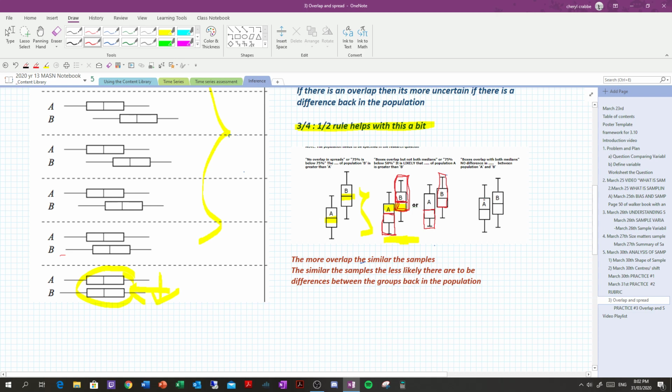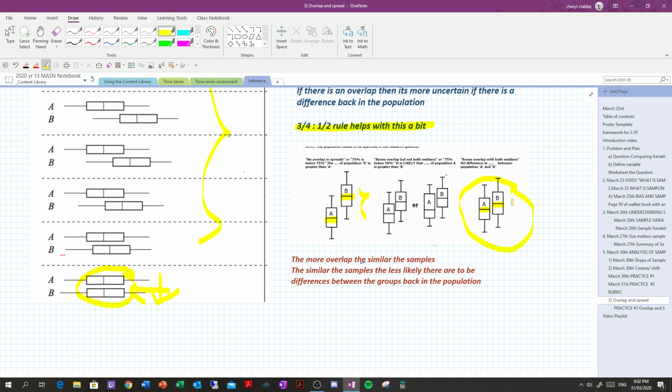And then if there's so much overlap that you cannot say that one median is outside the box of the other, that basically this is the median of B and it's inside the box of A, and this is the median of A and it's inside the box of B. So there's so much overlap that we can't say that there's a difference between A and B. There's too much similarity between them to say that back in the population there's a difference between A and B.